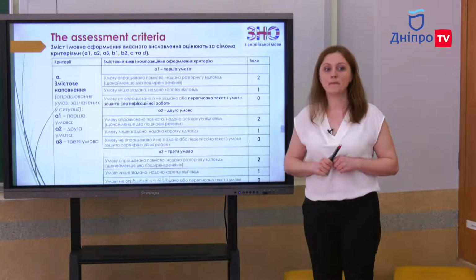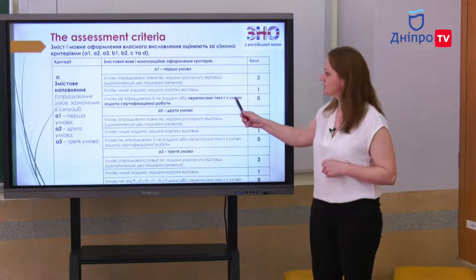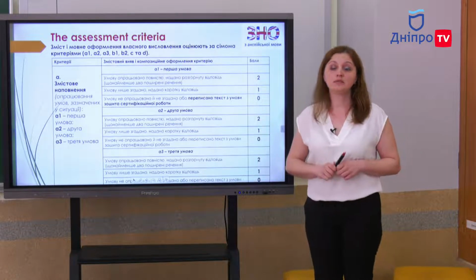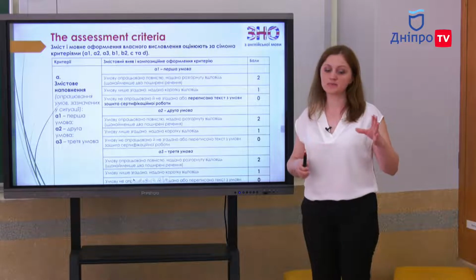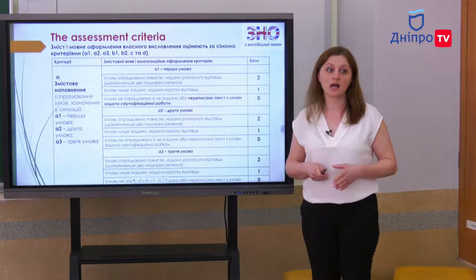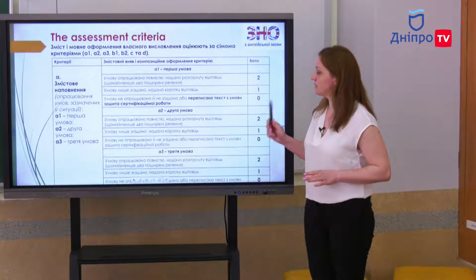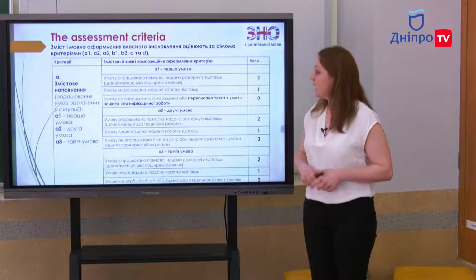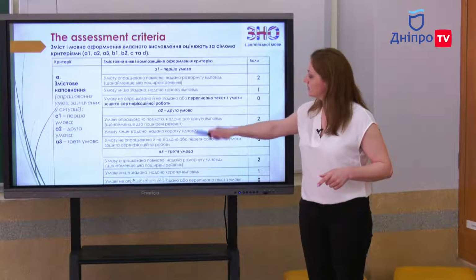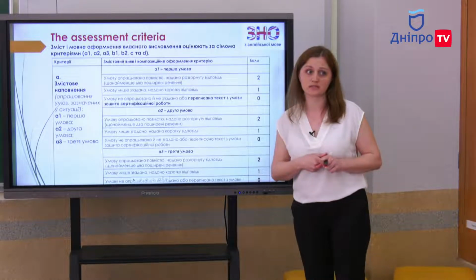And also pay attention to these words. "Переписано текст з умови зошита сертифікаційної роботи." It means that you copied some sentences or part of a text from a reading task. You cannot do this because you will get only 0 points for this. As for criterion A1, criterion A2, criterion A3, they have the same characteristics.